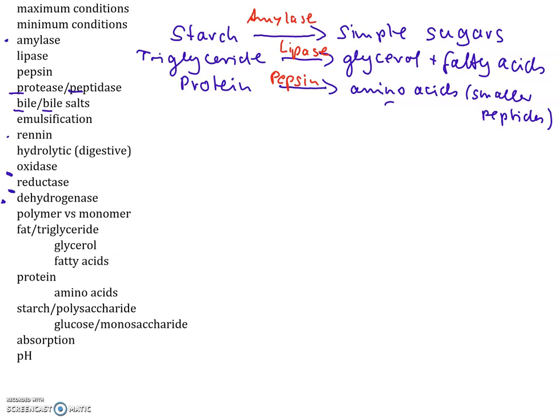For fat, the situation is that we have triglycerides, which are broken down into glycerol and fatty acids. So the polymer would be the fat, or the triglyceride. The monomers would be the glycerol and the single fatty acids. For protein, that's the polymer, and the monomer would be the amino acids. And for starch, that's the polysaccharide, and the glucose would be the monomer. Absorption is what your body wants to do eventually with all of this, and pH is the concentration of hydrogen ions.